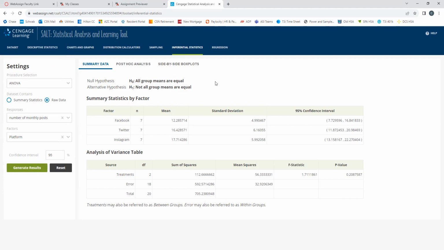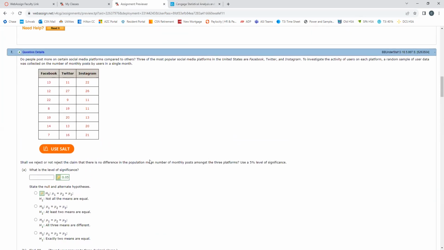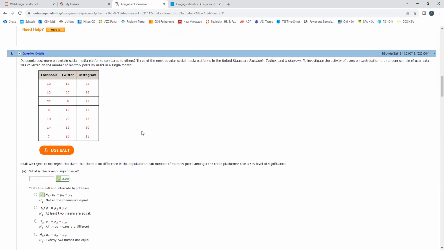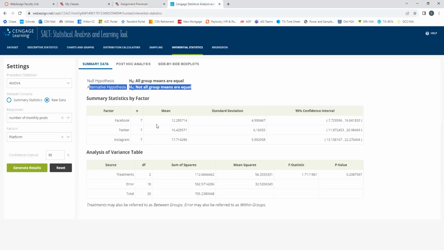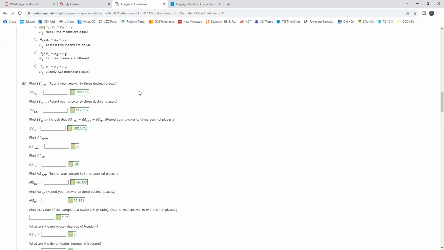And it even tells us, here is your null hypothesis. All group means are equal. The alternative: not all group means are equal. So that can help us find out what our null and alternative hypotheses are. When it comes to that, we specify alpha 5%, 0.05, and then we can use that as we go forward, right? So now the real thing is, where do I get all this stuff here?